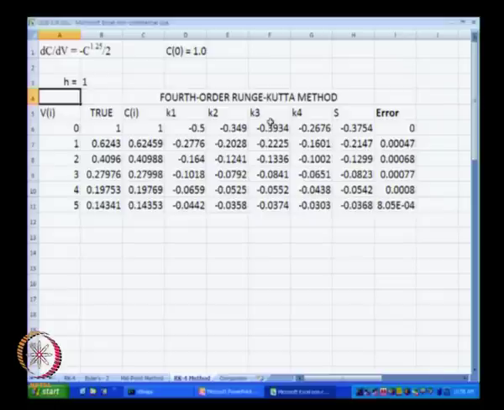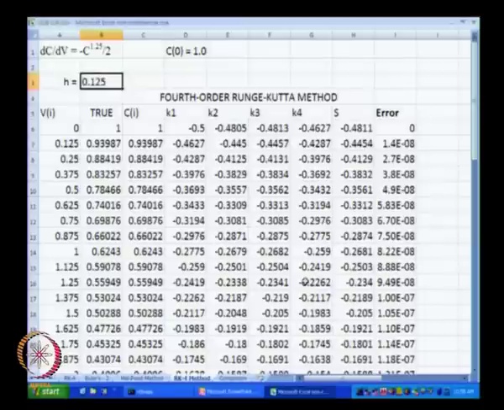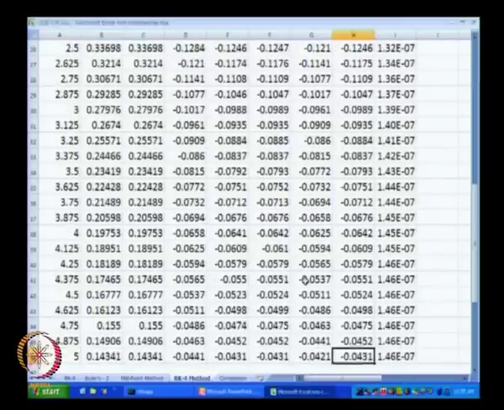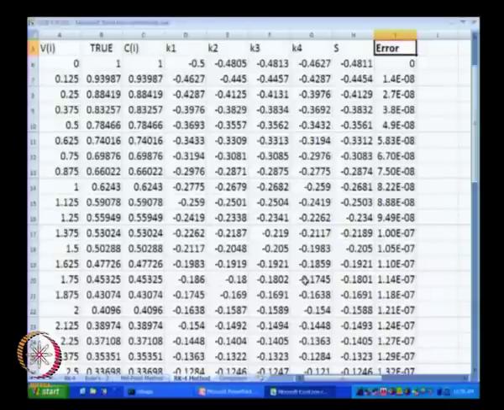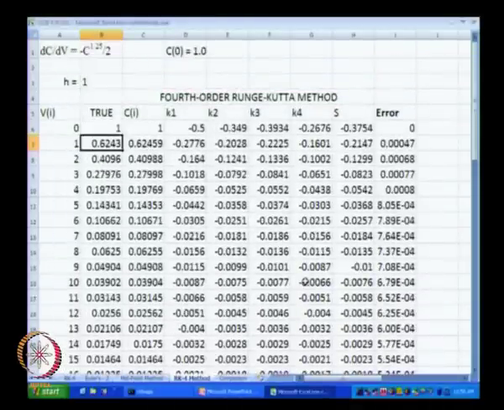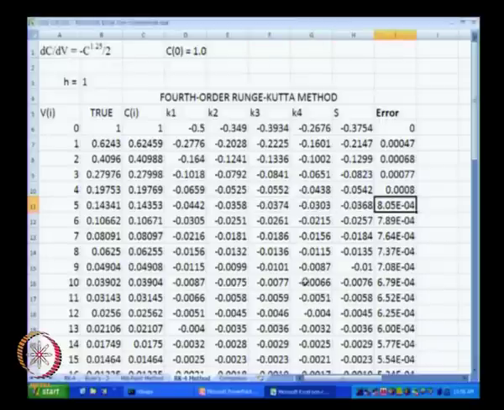So what we had done is we had used this particular method for various different values of h. For h equal to 0.125 we had used this method, and at volume equal to 5 we saw that the error was 10 to the power minus 7. What we did next was we changed h to h equal to 1, and for h equal to 1 the error in case of volume v equal to 5 was of the order of 10 to the power minus 4.